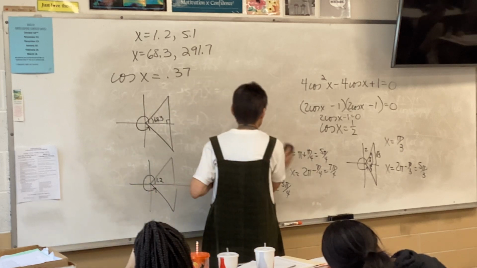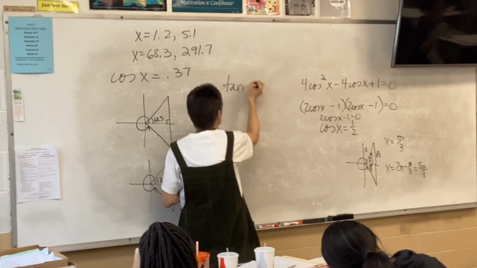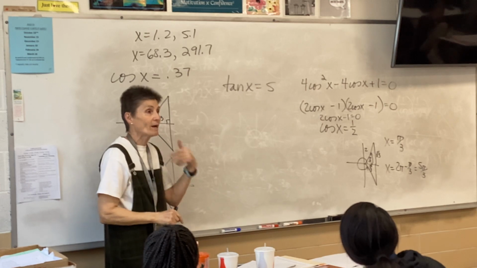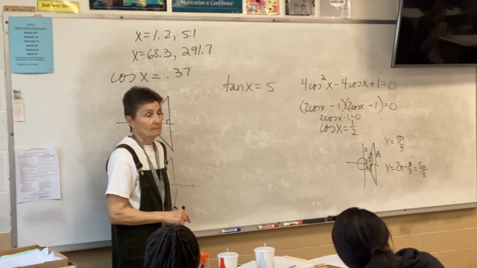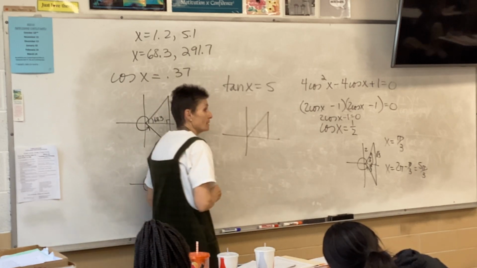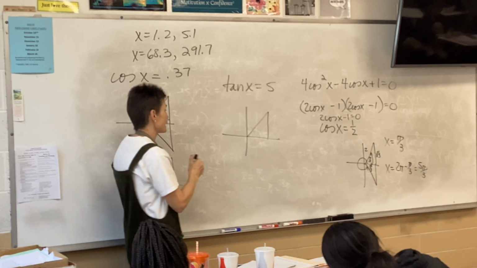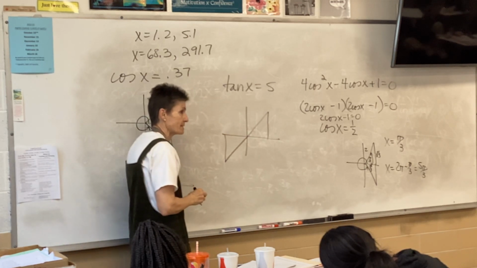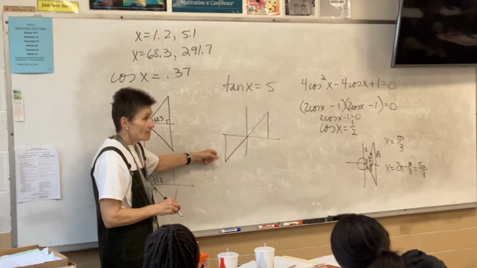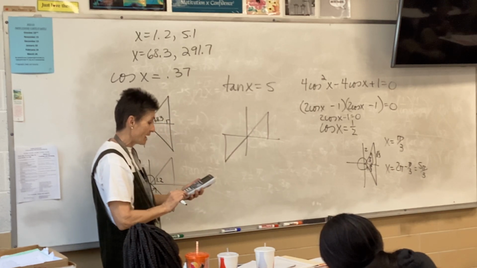The tangent is 5. Before you go to the calculator, tell me where these answers are going to be. Quadrant 1 for sure. And 3. Because isn't opposite over adjacent positive down here? Okay, so now I'll go to my calculator, and second tangent 5.